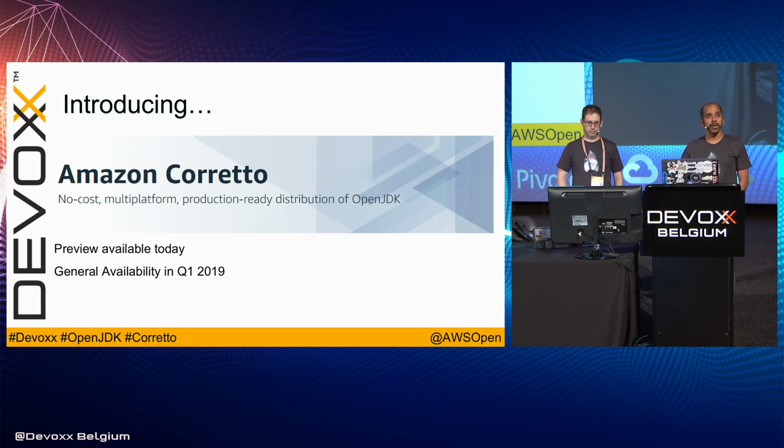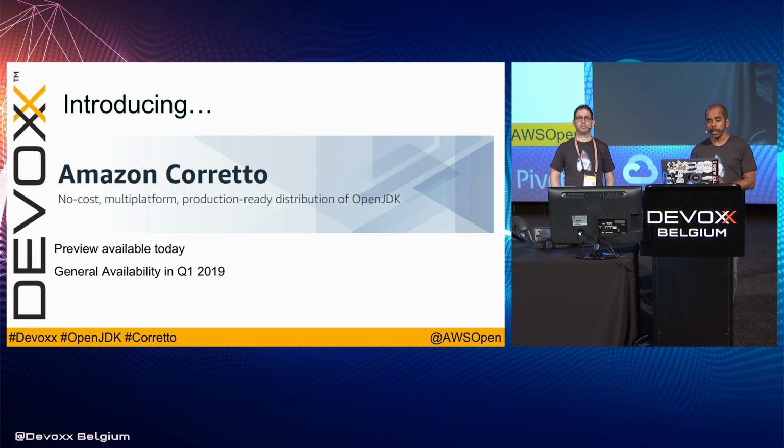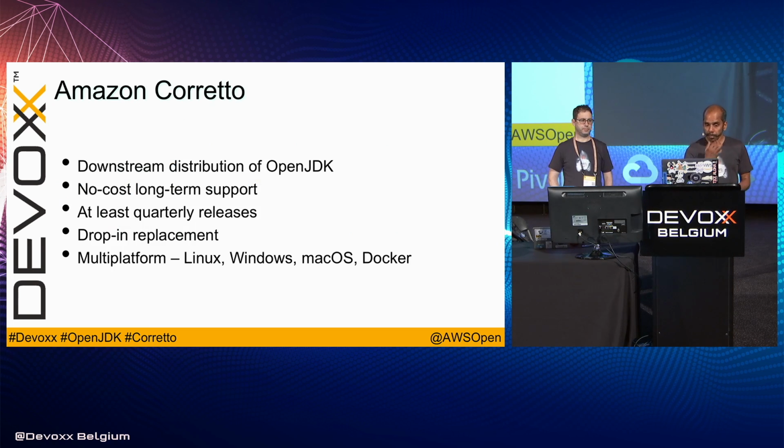Amazon Corretto is a no-cost, multi-platform, production-ready distribution from Amazon. It's a downstream distribution of OpenJDK. It's very much alike, very much similar to what OpenJDK is. What we announced yesterday, actually, is a preview. And as part of the preview, that means you can download the Corretto 8 binaries that correspond to OpenJDK 8. And the timeline we have set for general availability is Q1 2019. Okay? So let's get into a little bit more detail here.